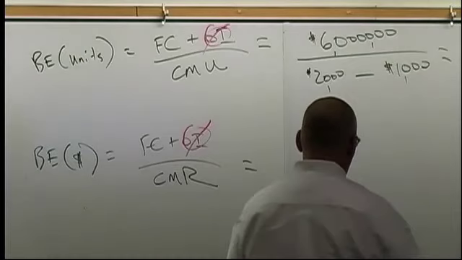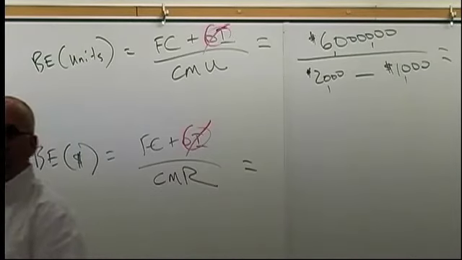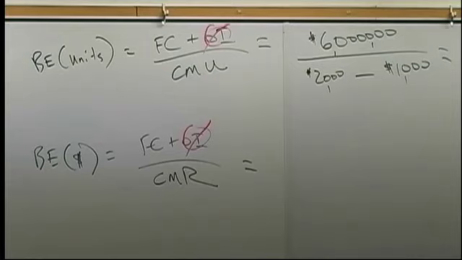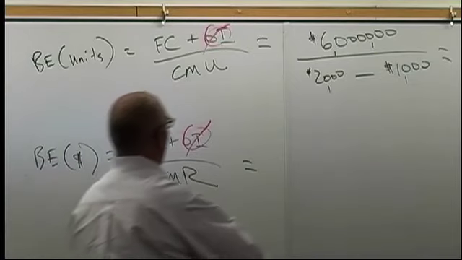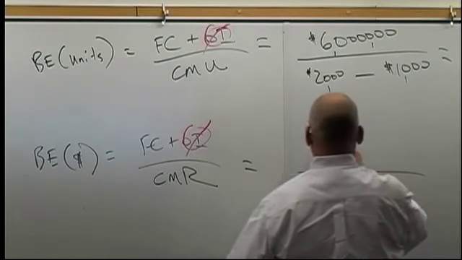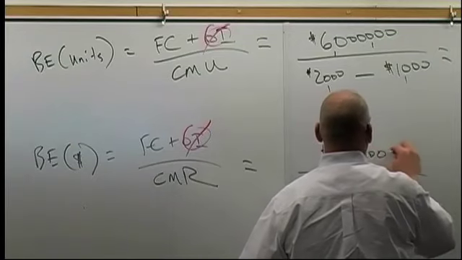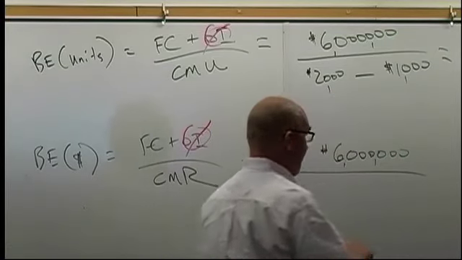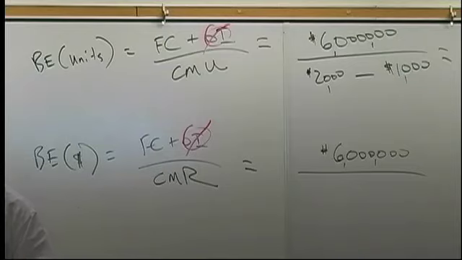Now let's do break even in dollars. Ashley, give me a number. Which one did I say last time was the easiest? 6 million. You got to say it loud enough for me to hear. And where's it go? On top. 6 million. 6 million what? Dollars. $6 million. That was the easy one.